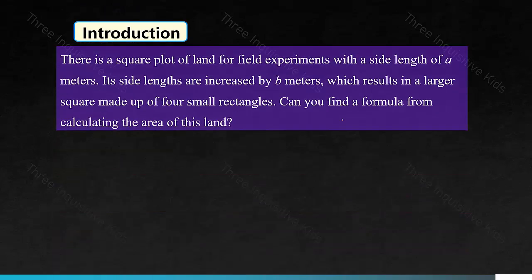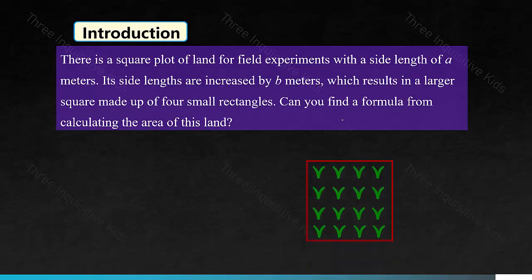There is a square plot of land for field experiments with a side length of a meters. Its side lengths are increased by b meters, which results in a larger square made up of 4 small rectangles. Can you find a formula for calculating the area of this land?